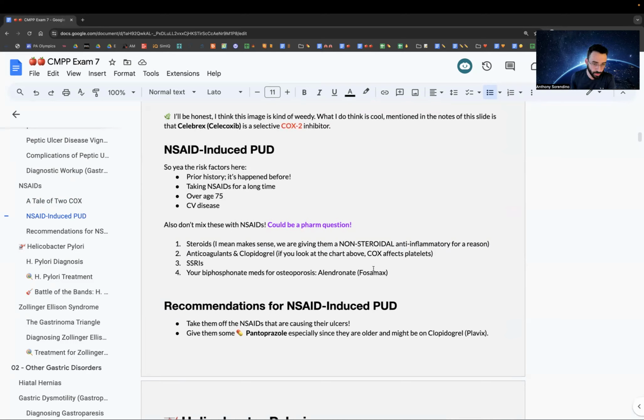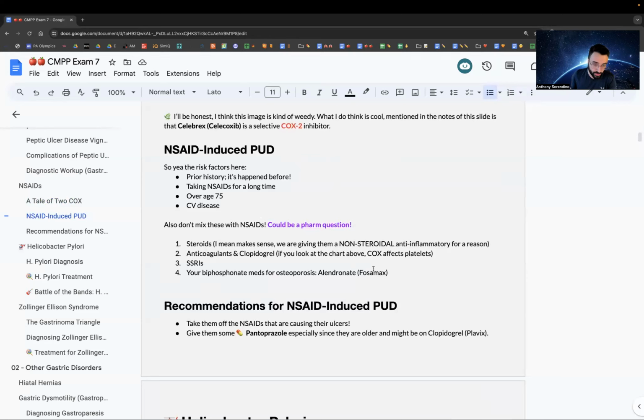This could totally be a pharm question. Don't mix them with steroids. If we're giving them a non-steroidal anti-inflammatory, we don't want to give them a steroid as well. We want to avoid anticoagulants or clopidogrel. So if we're already putting them at risk for ulcers, if they're already on something that's going to make them bleed or stop them from clotting, then we don't want to combine those.